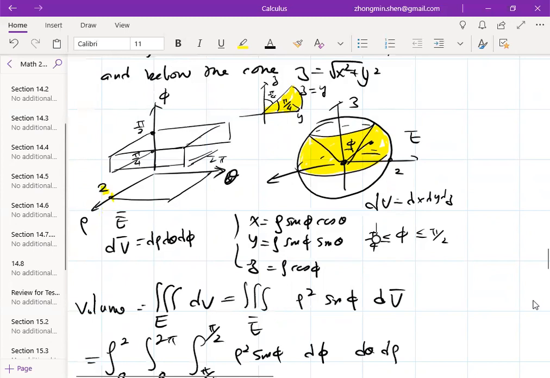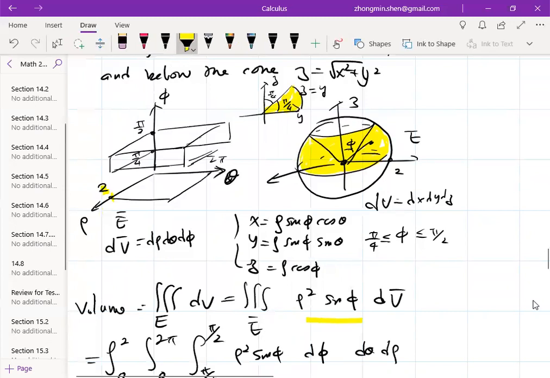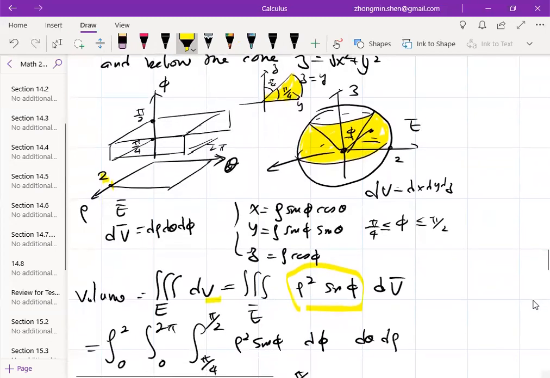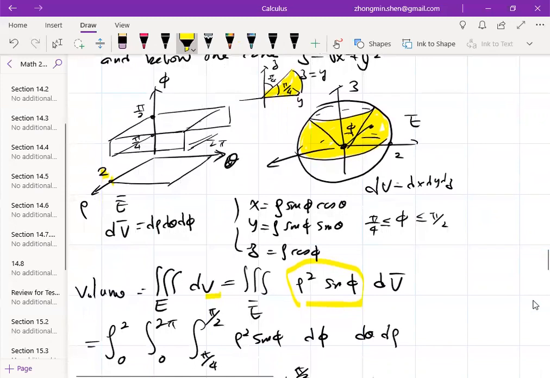Okay. Then you have the Jacobian. This part is coming from the dV. dV equals the derivative of the mapping times dV bar. This is from the formula for the spherical coordinates. But actually, what we did here is we used a substitution for this triple integral.